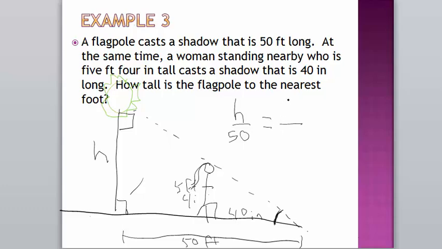Now, let's go ahead and convert. We don't want to be using feet and inches. So 5 feet is 60 inches. So 5 feet 4 inches is 64. I don't know why I wrote inches. I mean, we don't need that for the proportion here. So h is to 50 is 64 is to 40.